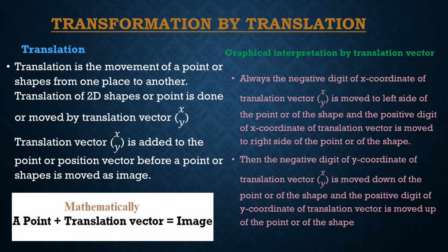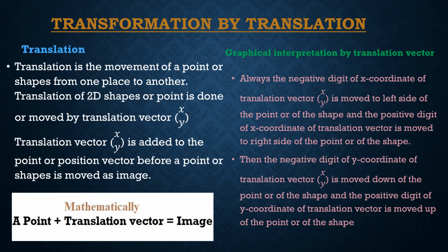They are always expressed in what? Coordinate form. And that moves the object either to the left, to the right, up or downwards. The translation vector is added to the point or position vector before a point or shape is moved as an image. So mathematically, a point plus the translation vector is equal to the image.